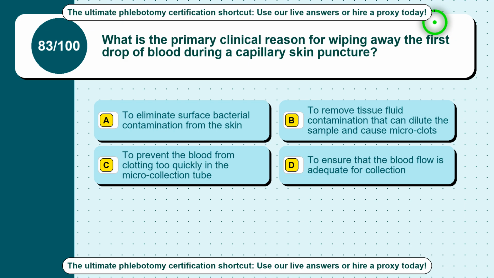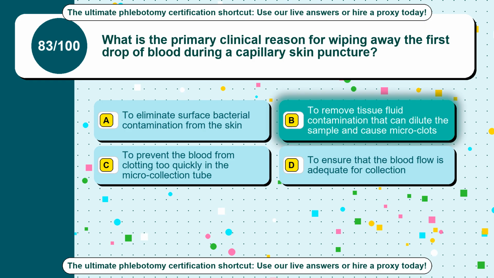Question 83. What is the primary clinical reason for wiping away the first drop of blood during a capillary skin puncture? Option A. To eliminate surface bacterial contamination from the skin. Option B. To remove tissue fluid contamination that can dilute the sample and cause microclots. Option C. To prevent the blood from clotting too quickly in the microcollection tube. Option D. To ensure that the blood flow is adequate for collection. The correct answer is option B.